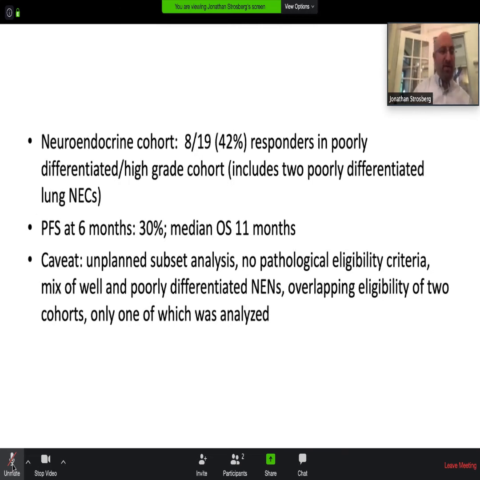But when they decided to look just at the poorly differentiated neuroendocrine carcinomas, of which there were 19 patients, they saw 8 responders, which is relatively high. This was not a pre-planned analysis. It was a post hoc analysis. In the well-differentiated tumors, there were no responses. So it's very preliminary evidence of efficacy in this population. It generated a lot of excitement, including in patient groups, but it's very, very early. The study has since accrued a lot more patients, and now we're waiting for the more mature results. But perhaps this combination will work.